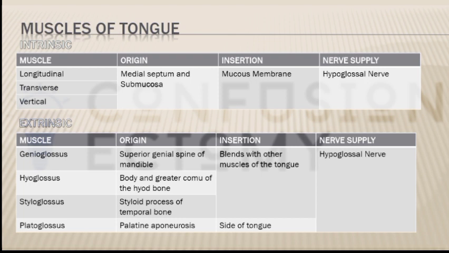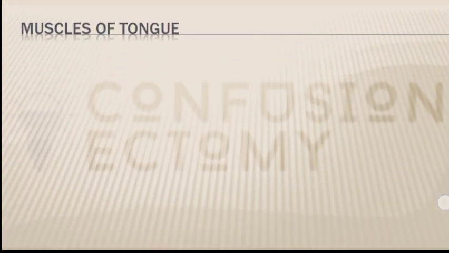The next one is the palatoglossus muscle. Palato represents the palatine aponeurosis, so the origin of this muscle is the palatine aponeurosis, and it inserts at the lateral sides of the tongue. The nerve supply of these muscles is the hypoglossal nerve. Now we'll see this in a picture.